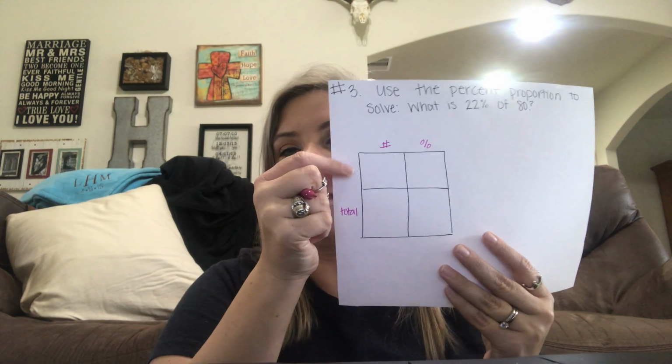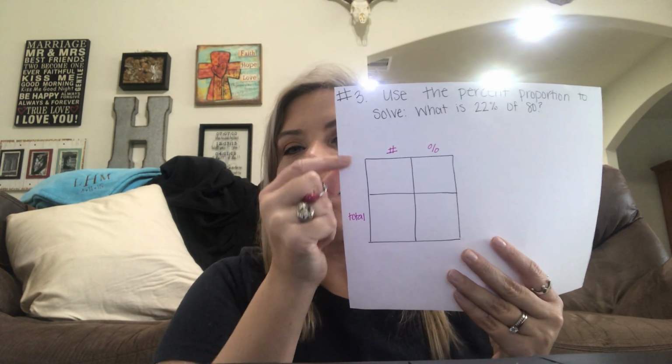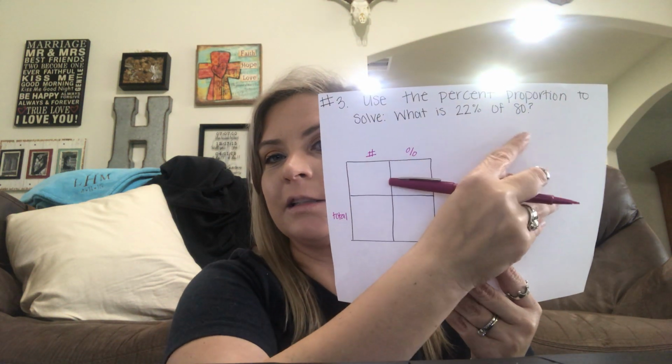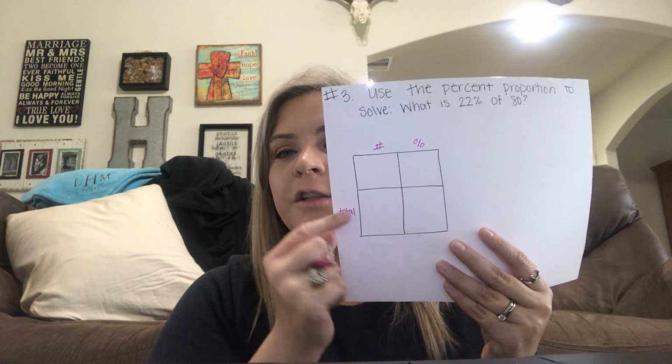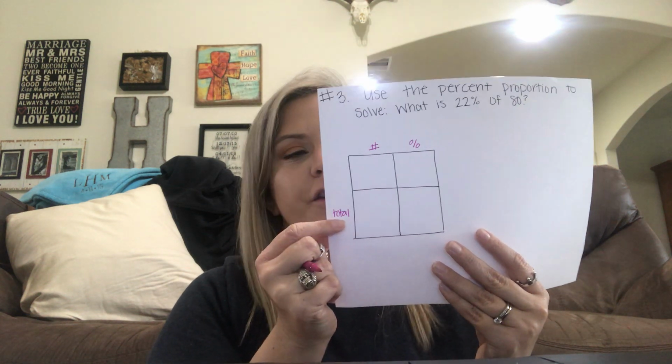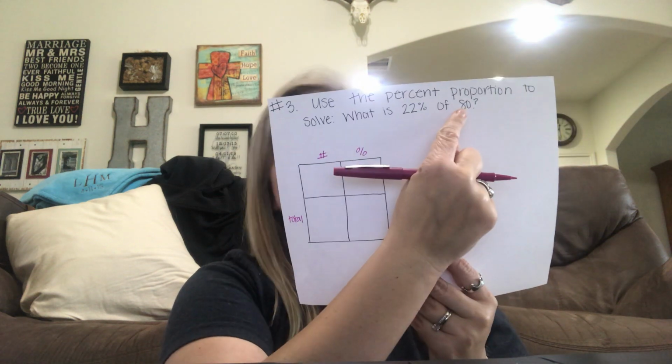Percents and number. Your bottom is going to be total. Now it might be kind of hard to figure out what we're going to label this one. And I'm just going to leave it kind of blank for now because we don't have a specific thing that this number is associated with. So we're going to try to fill in what we know. Do we know the total number? Well, our total number is 80. It's the number that was given to us. So we're going to put that as our total number.